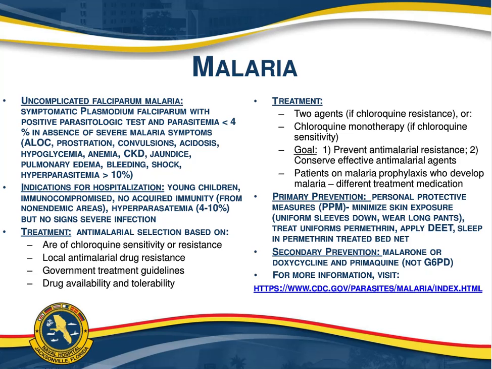But primary prevention is personal protective measures, so minimize skin exposure, uniform sleeves, wear long pants, treat uniforms. All of our uniforms, by the way, if you get any BDU right now, or those type 3 NWs, they're automatically treated with permethrin. There's a limited number of washes, so if your uniform starts to fade, chuck it and go get new uniforms. Or ask for new uniforms, because it's treated with permethrin, and it probably doesn't work after a few washes, or a lot. It's quite a few washes. But apply DEET, sleep in permethrin treated bed nets. Secondary prevention is the Malarone or doxycycline.